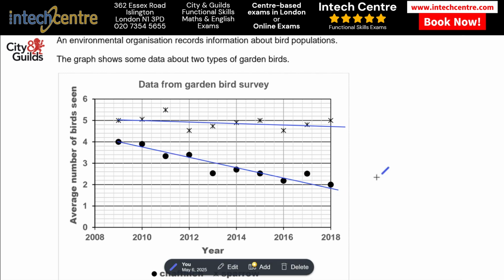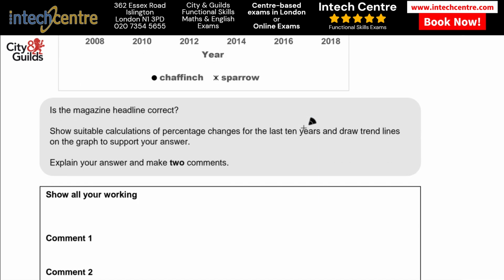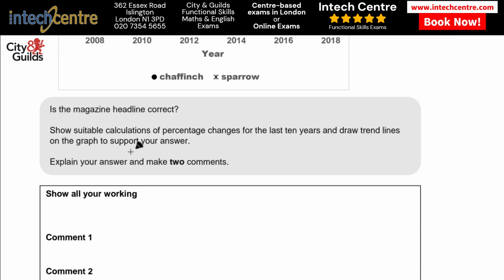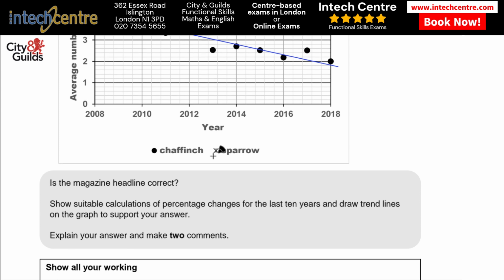Something along those lines. And we have a similar amount of points left on the left-hand side as on the right-hand side, and going through as many as possible. Now, this is going to be our trend line. Going back into my pen, we were also asked to show suitable calculations of percentage changes over the last 10 years.